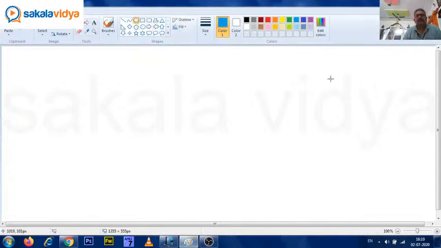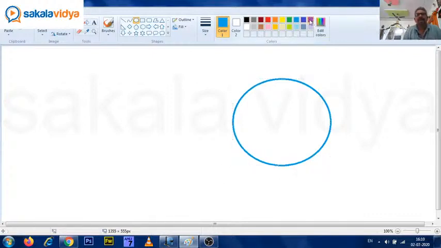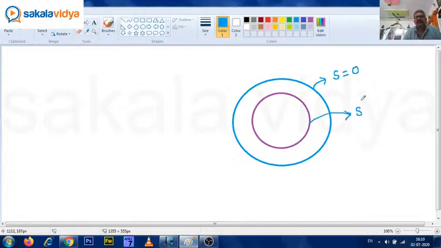Okay, now this is the one circle. Take another circle. So what is the position of circle here now? Say this first circle, for example, this is S is equal to 0. Say this is S dash is equal to 0. Now say this is case 1.